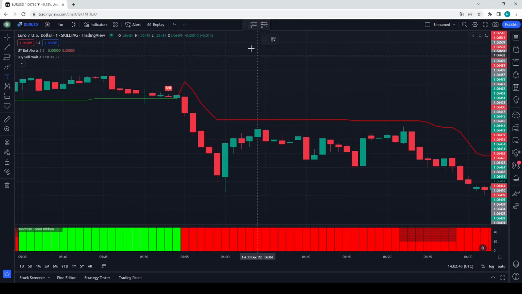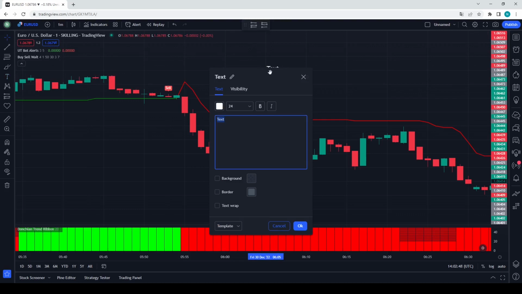So let's write our conditions down. For a sell trade or for a short trade, first, we are looking for a sell signal. Second, we are looking for a red line. And third, we are looking for a red, I say now DTR or Donchian Trend Ribbon, so a red DTR bar.